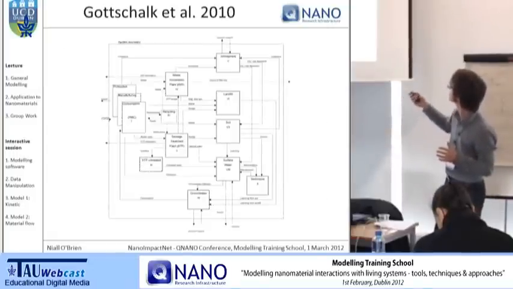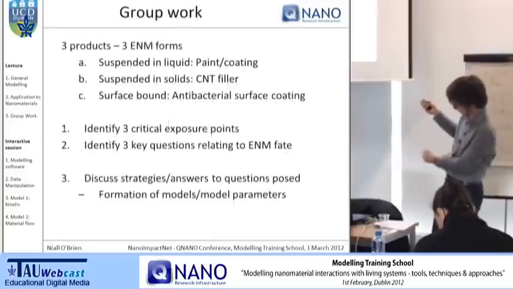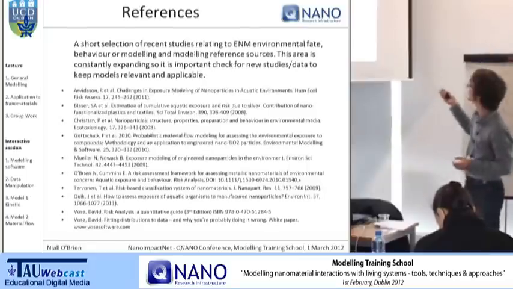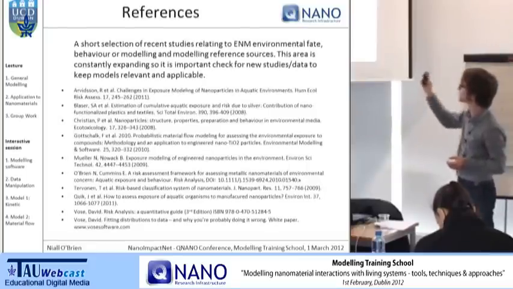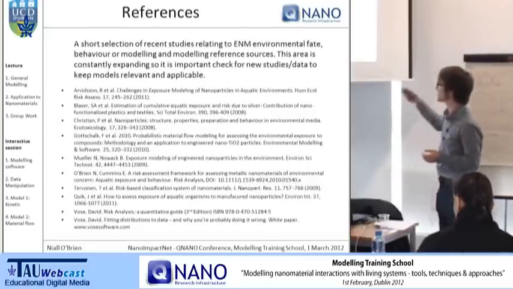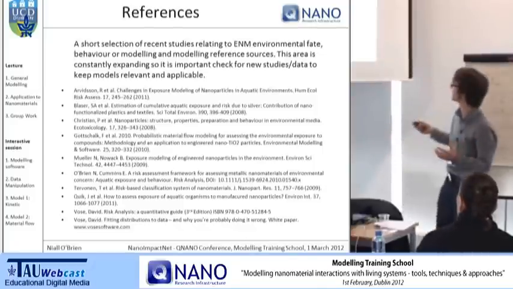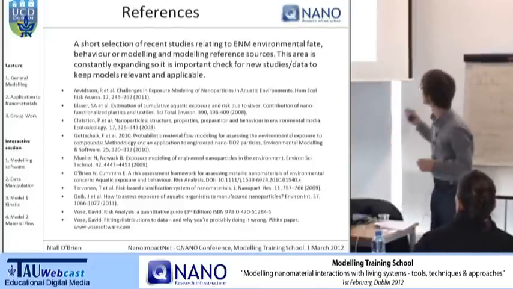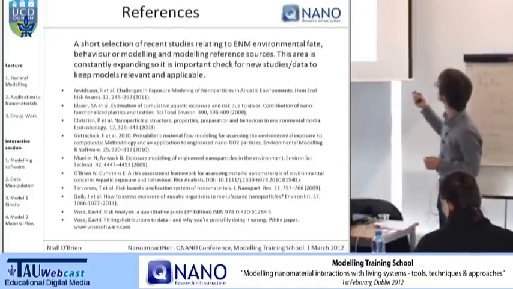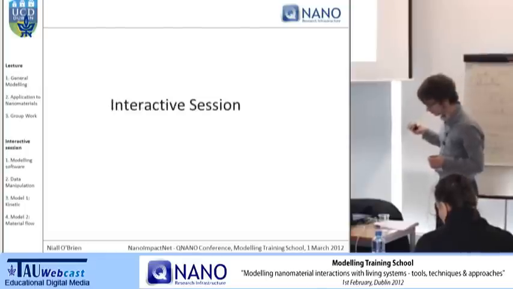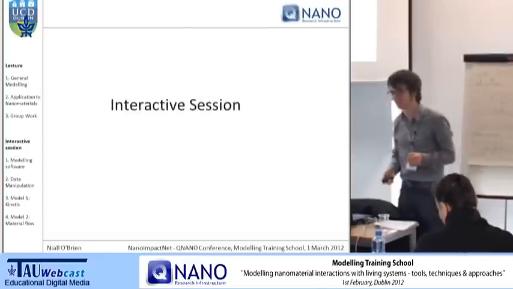So again, this is a visual representation of their system. So that we'll not do. And there are a few references. Again, there's more in there. I have the names and years, and nano something, and you'll get the papers. So I think that should be in your list. So, interactive session. We'll see how this goes.